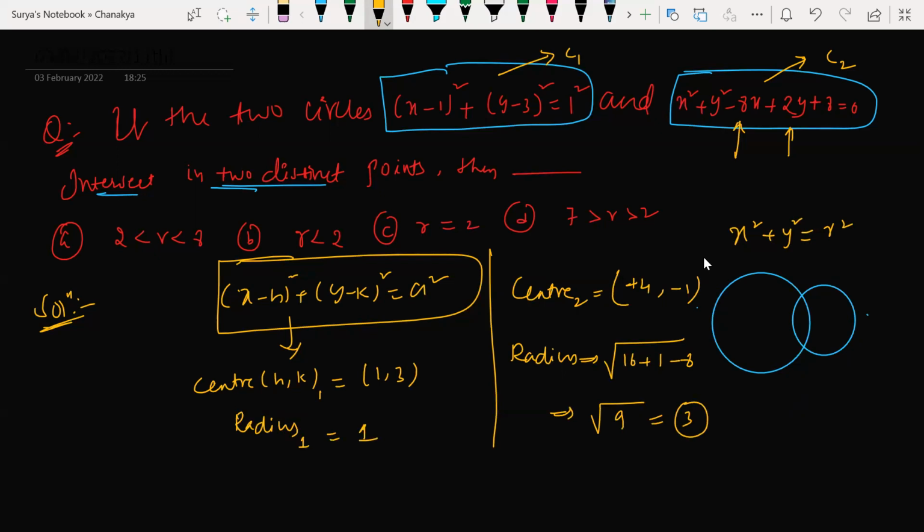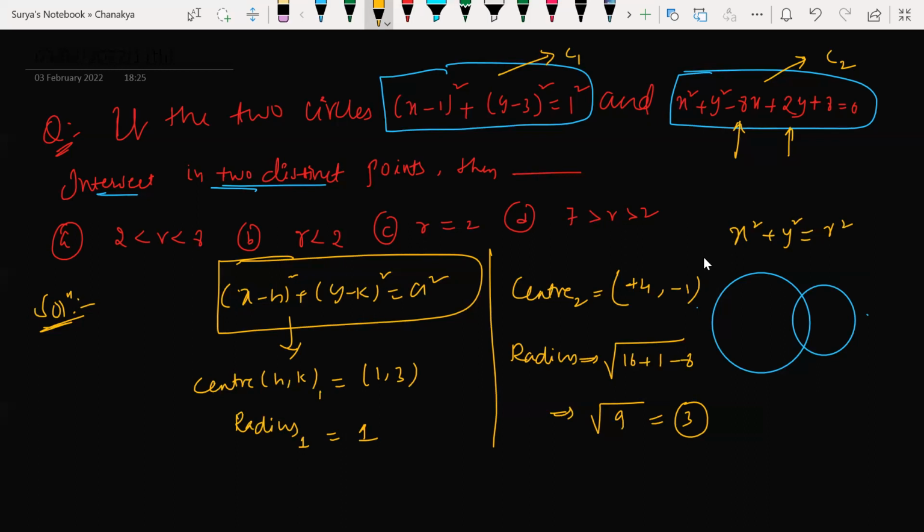So basically, whatever question it gives you, if he is talking about the number of common tangents concept, listen to me carefully. If he's talking about any concept related to number of common tangents, like intersecting in two distinct points, intersecting externally, intersecting internally, disjoint circles, one circle inside the other circle, if at all he's talking about these types of statements, then you must always find out center 1, center 2, radius 1, radius 2, then compare.